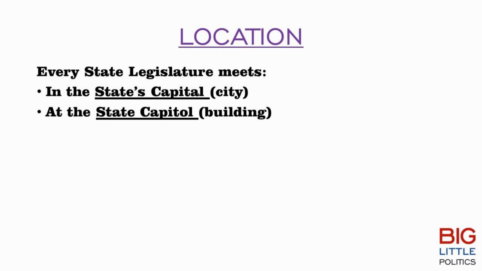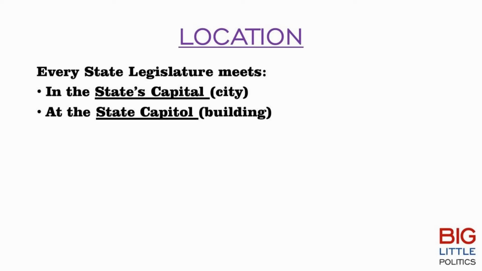Next up, we have the location. Each state legislature is going to be located in that state's capital, and also in that state's capitol. So if you're wondering why that sounds so redundant, we need to note the distinction between state capital spelled with an A and state capitol spelled with an O. If it's capital with an A, that is the city. Every state is going to have a certain city that is a capital, and that's where all government offices are going to be based. There's also the state capitol with an O, and that is the actual building itself that the government offices are based in.